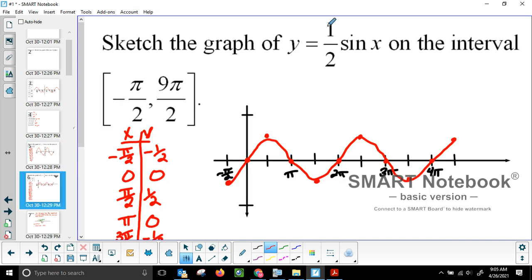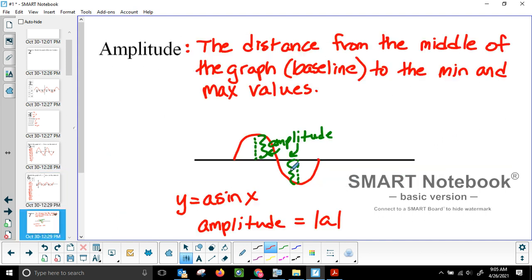And then with the last problem we just did, the a was 1/2, which the absolute value of that, of course, is 1/2, so my amplitude is 1/2. So from the baseline, the middle of my graph, I would go up 1/2 to get to my maximum, or down 1/2 to get to my minimum. And that is what we call the amplitude.